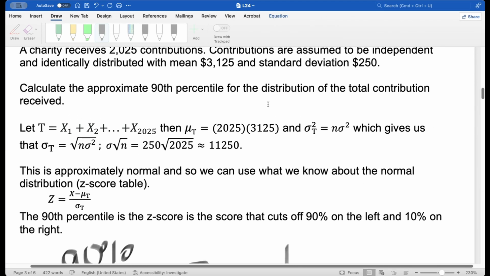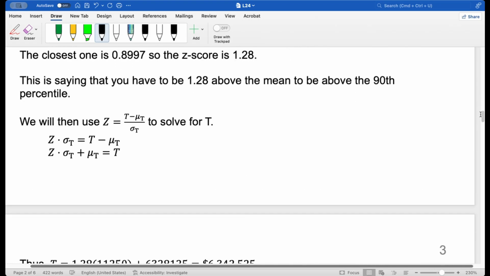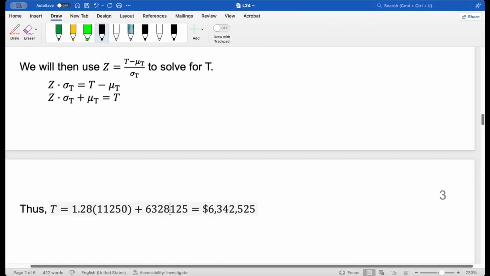Sigma is 11,250. The mean was 2,025 times 3,125, which is this 6 million number, 6,328,125. Combining here, we get a 90th percentile value of $6,342,525. So what we're saying here is that if you run this experiment many times, 90% of the time, the total is going to be underneath this value, 6.3 million.